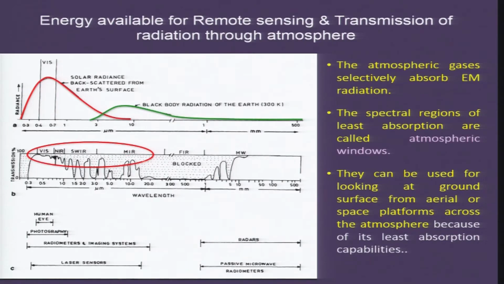This window is termed the atmospheric window because this is the region of least absorption. So whatever light or electromagnetic radiation is emitted, it will pass through and will be reflected back in the form of information which we want to collect for the photogeology part, or for remote sensing.